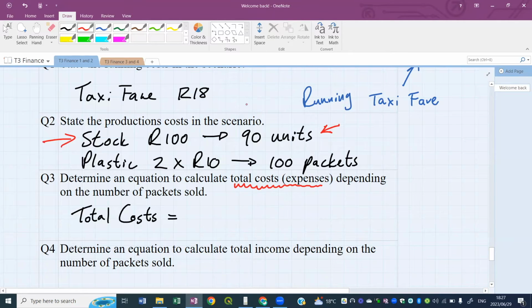Who can tell me how am I going to do that? I'm going to work out how much it costs to get one unit of stock. They've got 90 units here. It costs me 100. How do I work out how much it is going to cost me, Emmanuel?